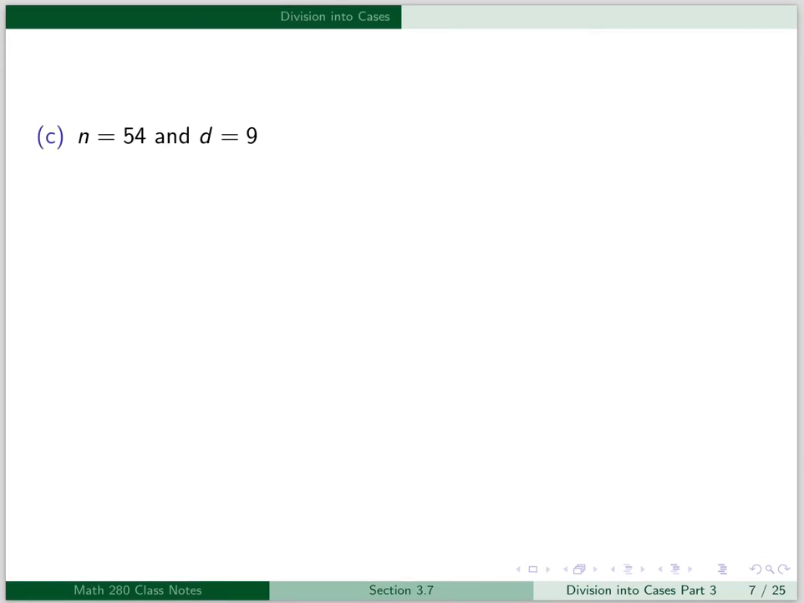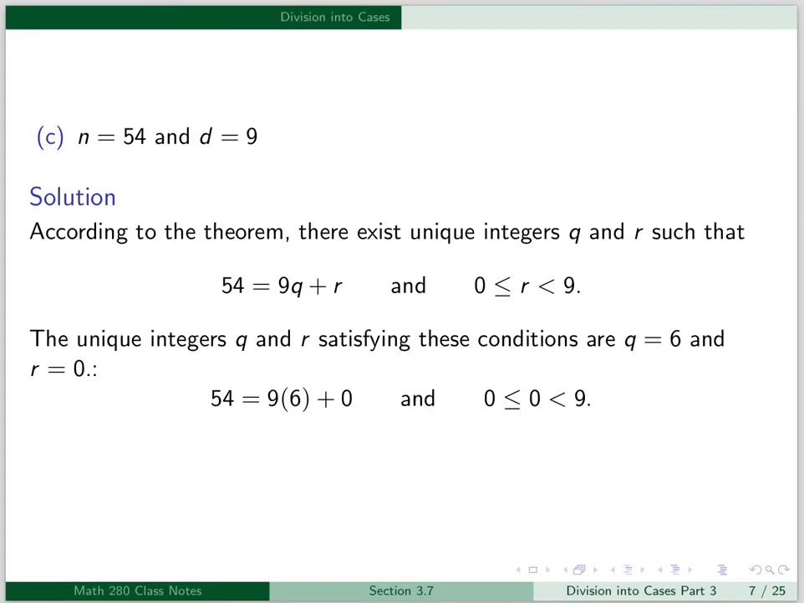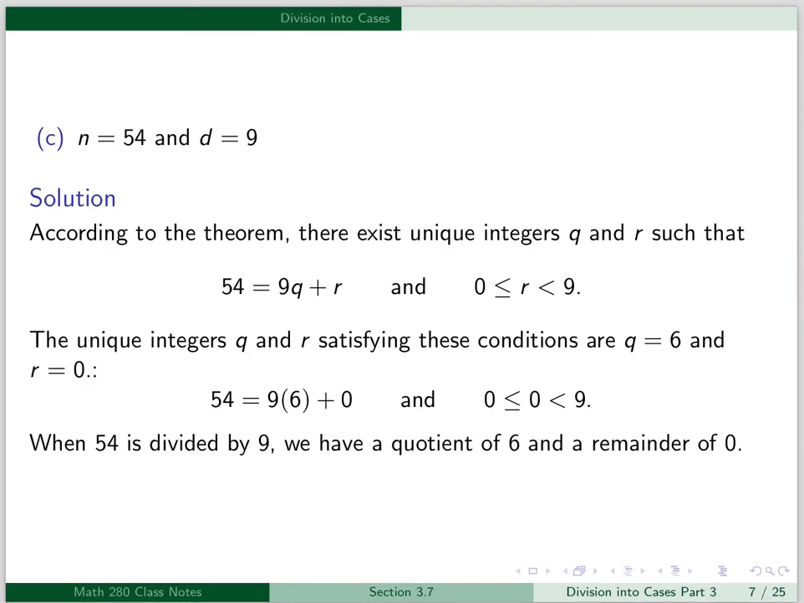For a third example, let's take n is equal to 54 and d is equal to 9. According to the theorem, there exist unique integers q and r such that 54 is equal to 9q plus r and 0 is less than or equal to r is less than 9. The unique integers q and r satisfying these conditions are q is equal to 6 and r is equal to 0. We have 54 is equal to 9 times 6 plus 0, and 0 is less than or equal to 0 is strictly less than 9. So what this means is that when 54 is divided by 9, we have a quotient of 6 and a remainder of 0.